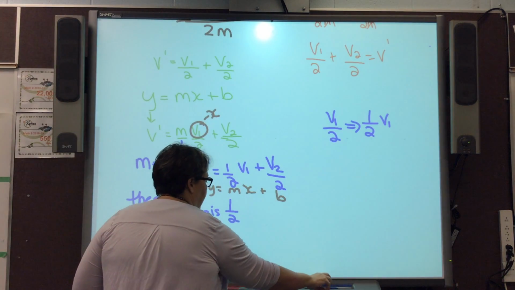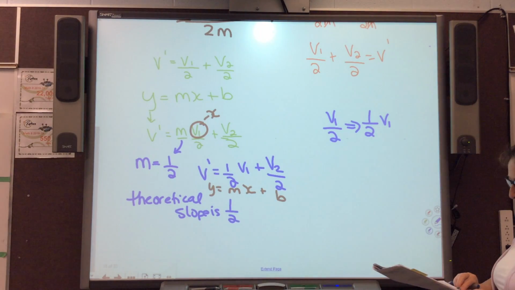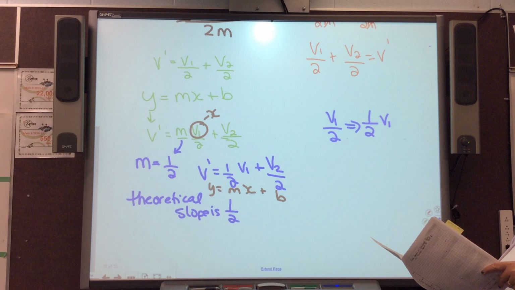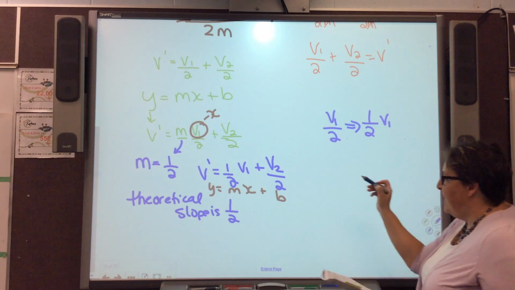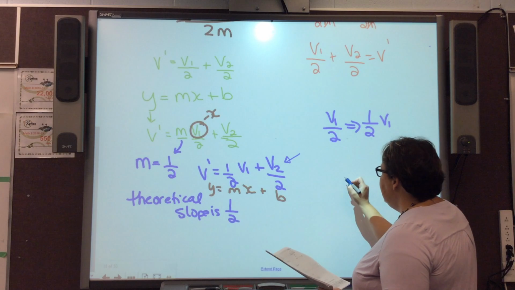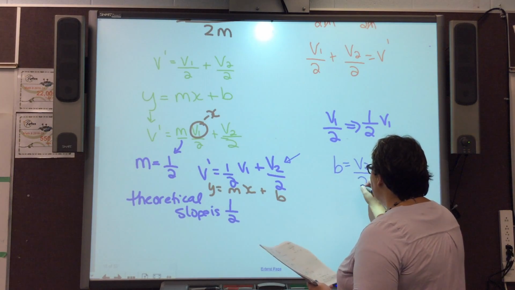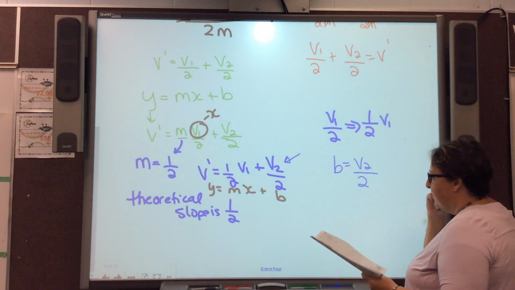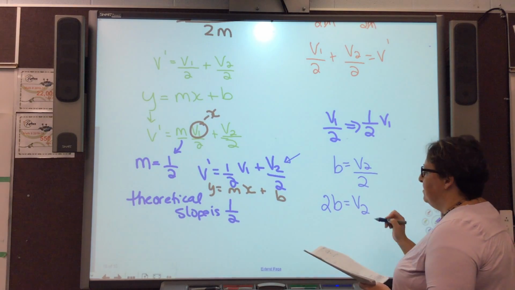All right. The second question asks us to figure out what the velocity is. Use the graph to calculate the velocity of cart 2 before the collision. So it's asking us to figure this part out here. We see that B is equal to V2 over 2, so 2B is equal to V2.